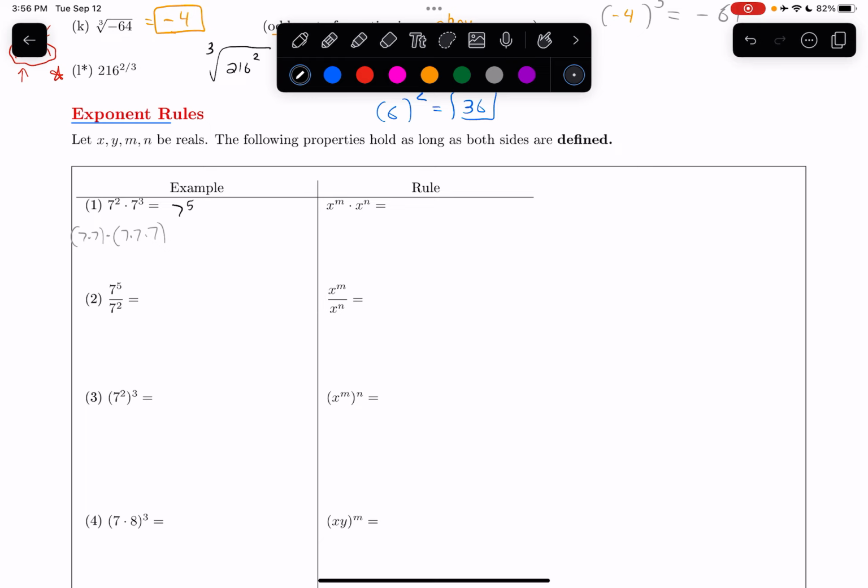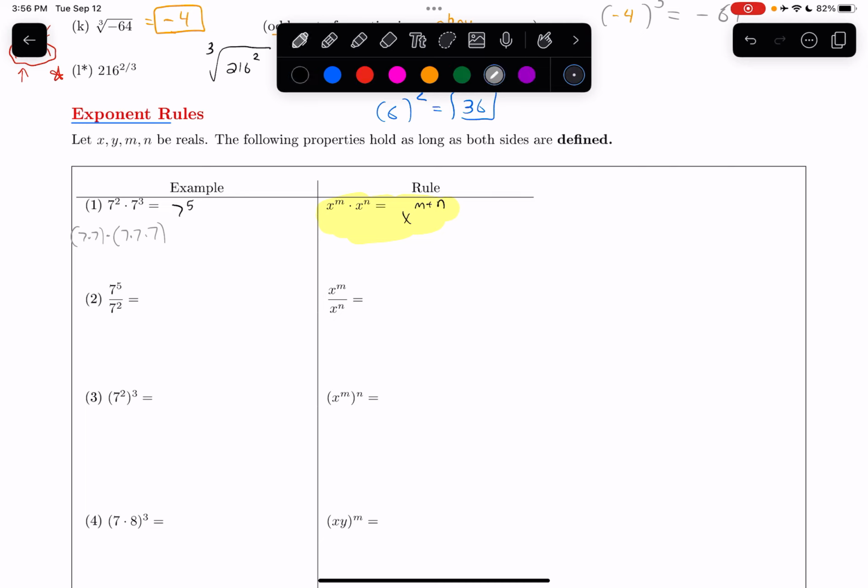So the general rule is if I have x to the m times x to the n power, we end up adding those exponents, because we have m of these x's, and then we've got n of them. And so in total, we've got m plus n of them now. So I'm going to highlight this. There's my general rule.